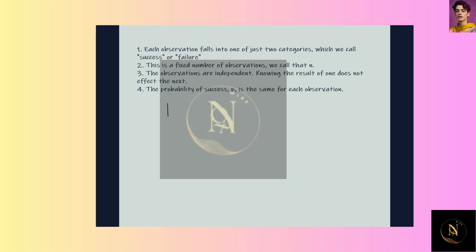Each observation falls into just two categories. You either get heads or tails. There is a fixed number of observations, or tossing the coin 100 times.